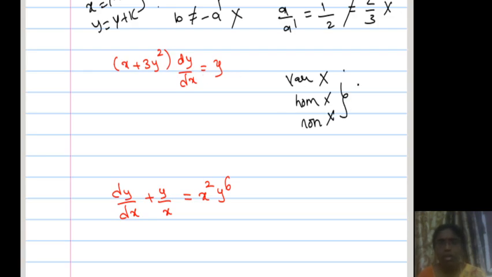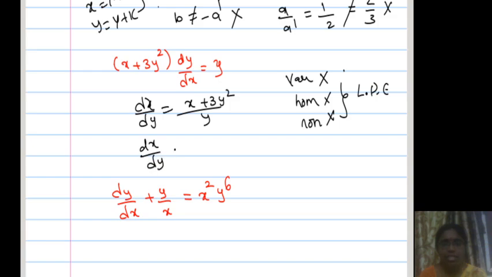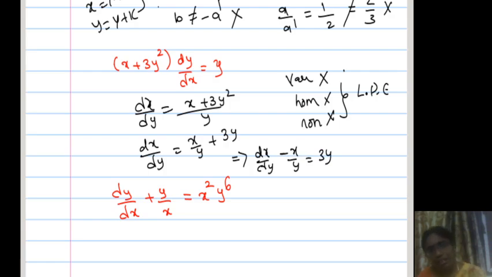Then I am thinking about our fourth method, linear differential equation. Is it possible to write like that or not? Yes. If I write this as dx by dy is equal to, take this side, y take this side, it will become x plus 3y square by y. You will get dx by dy is equal to x by y plus 3y. So I can write this as dx by dy minus x by y is equal to 3y. Now it is looking like the standard form.